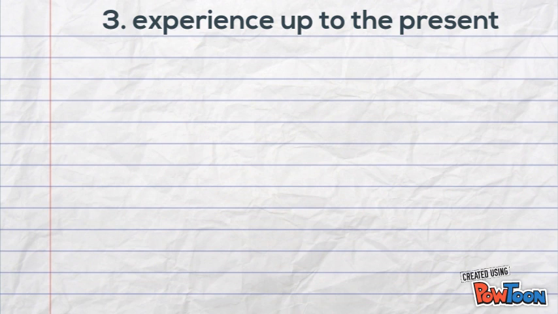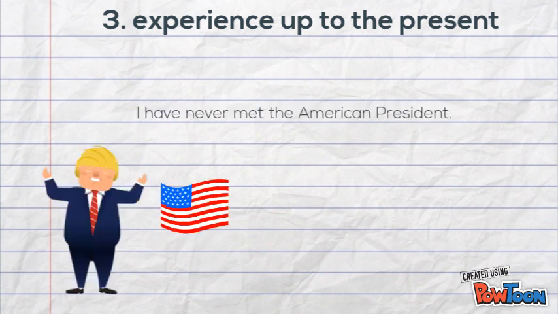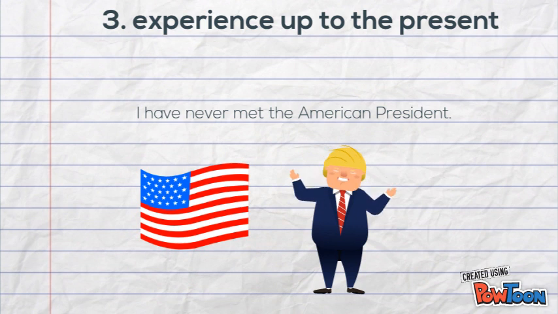When we want to talk about experience up to the present, up to today, we also use the present perfect. For example, I have never met the American president. Maybe I will in the future, but I haven't met him yet.